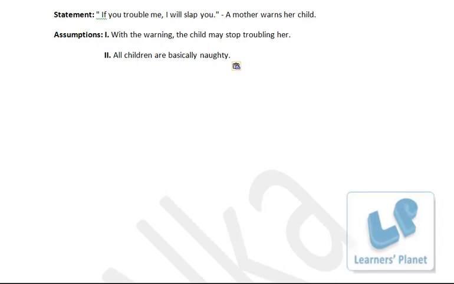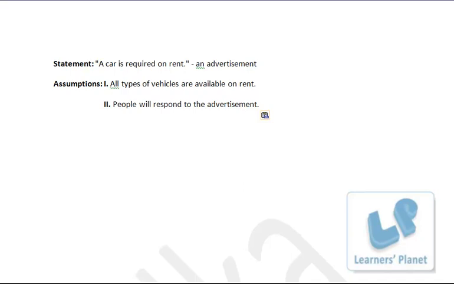Now, a car is required on rent, an advertisement. Assumption, the first one: all types of vehicles are available on rent. Here the author wants a car on rent. The author has mentioned a car which he requires on rent. About other vehicles nothing has been mentioned. So this assumption is not valid or cannot be implied from the given statement. Nothing is mentioned about other vehicles. So this assumption is not implied.